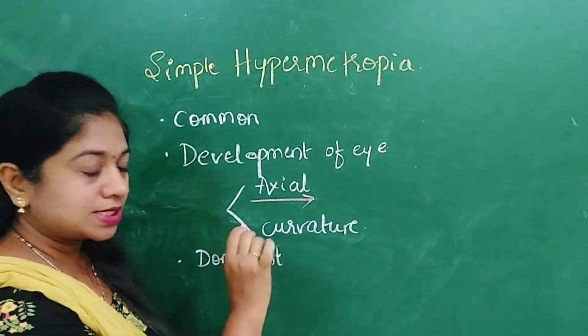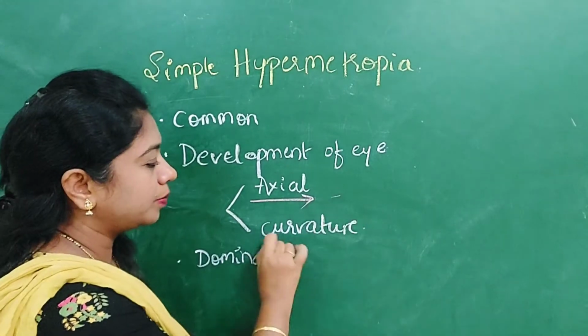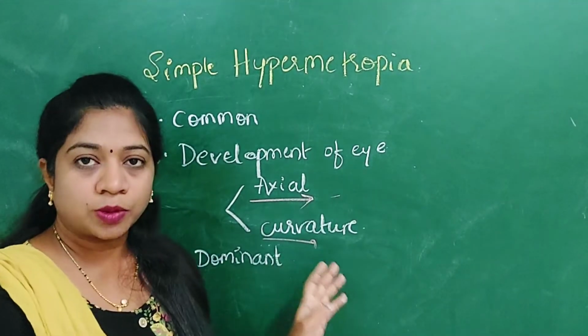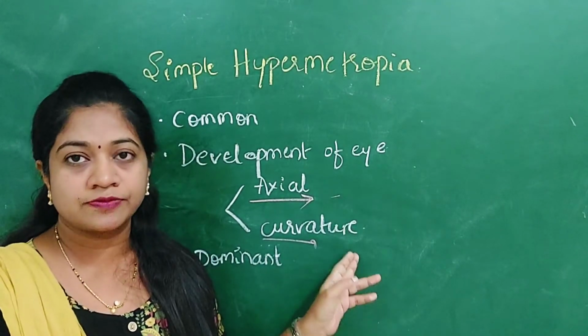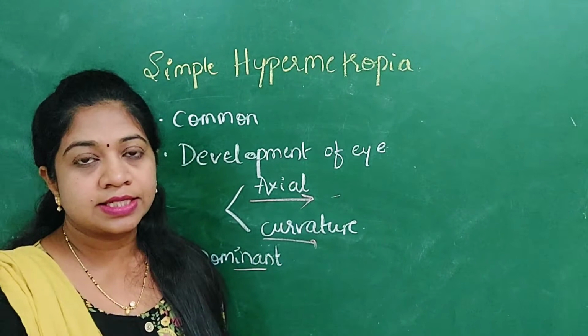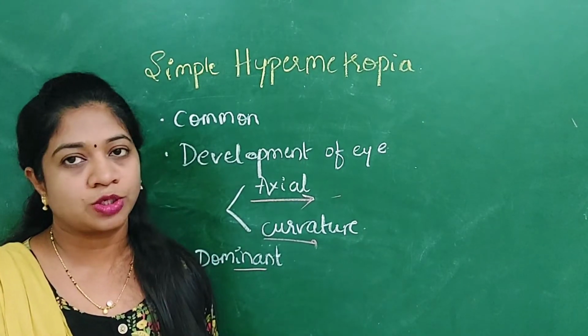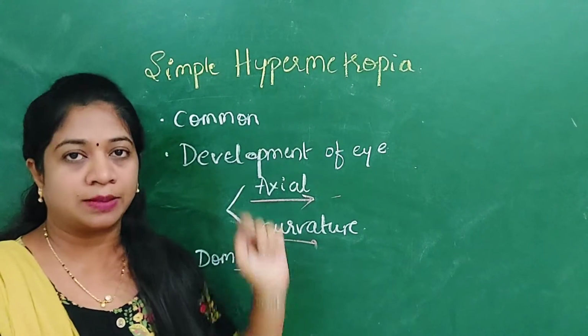So either the cause is in the axial length of the eyeball, that is axial hypermetropia, or there could be some problem with the curvature of the cornea or the curvature of the lens. Usually these two are the causes for simple hypermetropia. And usually it is an inherited condition. Inheritance pattern is usually autosomal dominant type. So these are some features of simple hypermetropia.